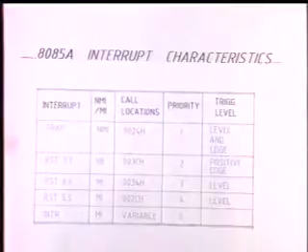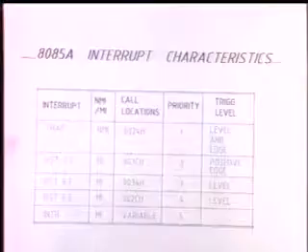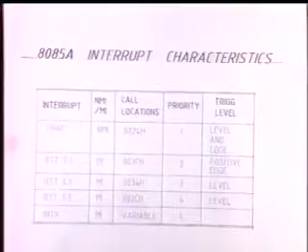So that means TRAP is level as well as edge sensitive. Similarly, RST 7.5 is positive edge sensitive, and RST 6.5 and 5.5 are level sensitive. That means if the input goes high, and if the interrupt is enabled, only then RST 6.5 and 5.5 will be energized. TRAP is NMI, non-maskable interrupt, and RST 7.5 is a maskable interrupt, and all the others are maskable interrupts.